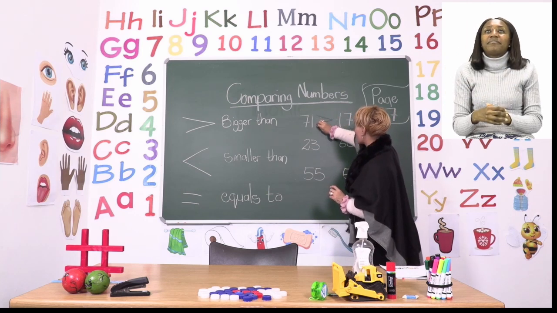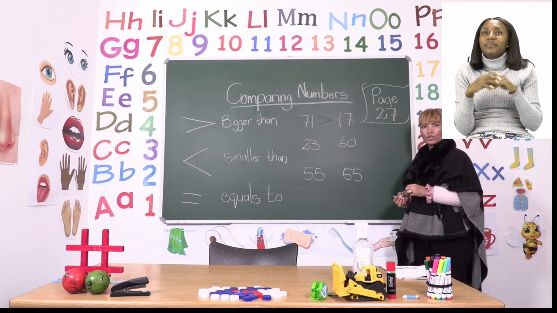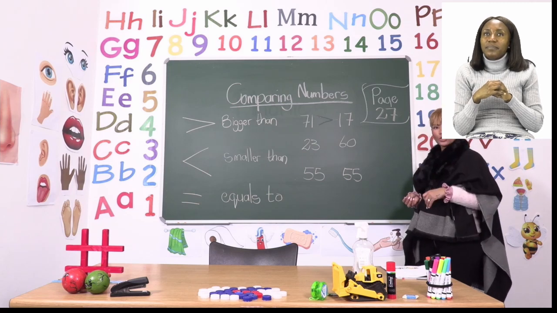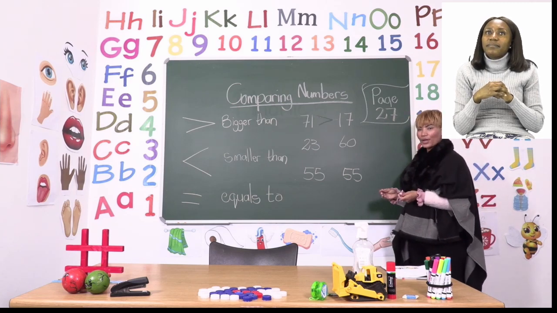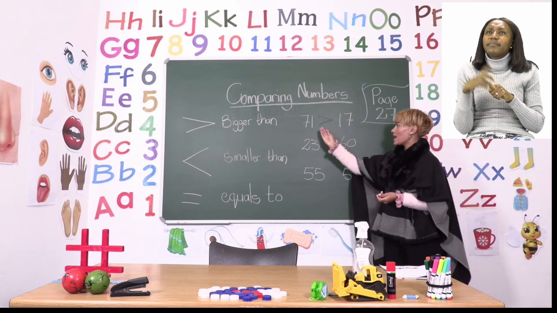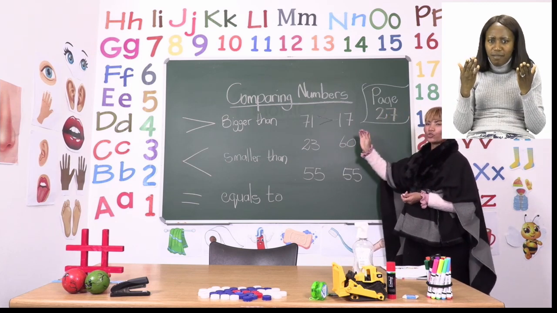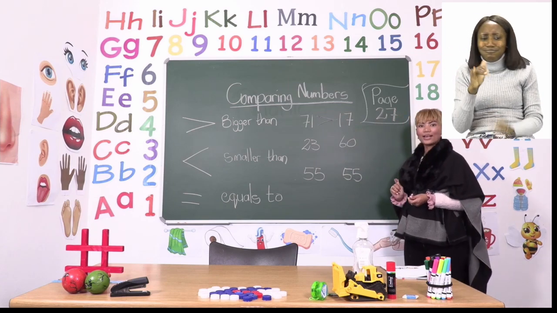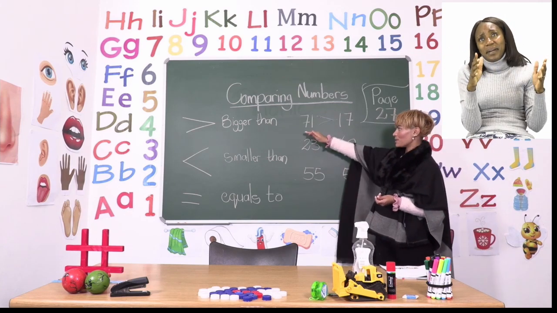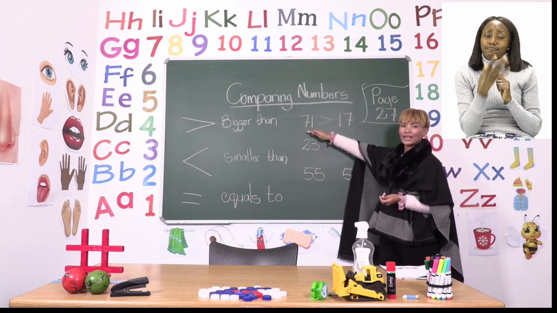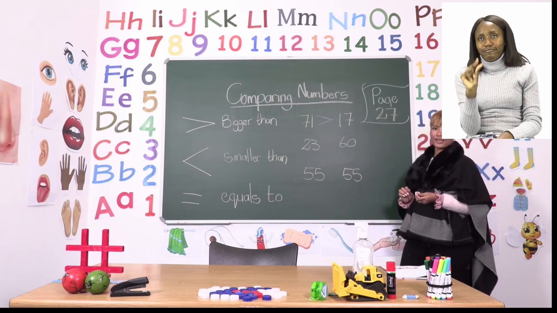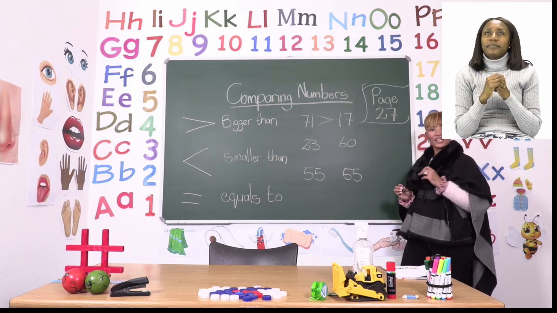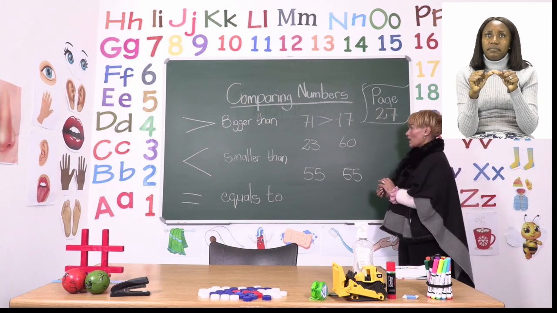So this is what we are going to do. So that when you look at the number, you can compare 71 to 17, and because of the sign, you can clearly see that the number 71 is bigger than the number 17. Let's go to the next example.